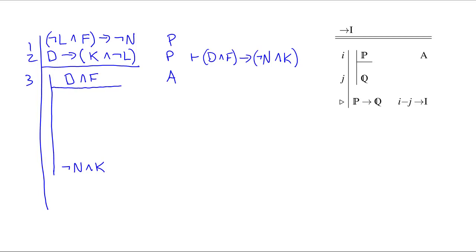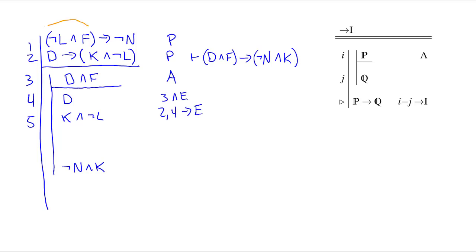Okay, so now we have lines 1 through 3 to work with, and you notice that D is the antecedent of line 2. So if we take the D out of line 3 by conjunction or wedge elimination, then we can use 2 and 4 together to get the consequent. Those match, so those two together allow us to get the consequent of line 2. So we'll write K and not L there. That's 2 for arrow elimination.